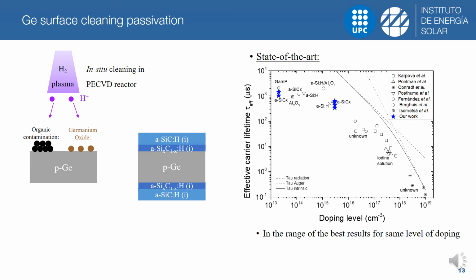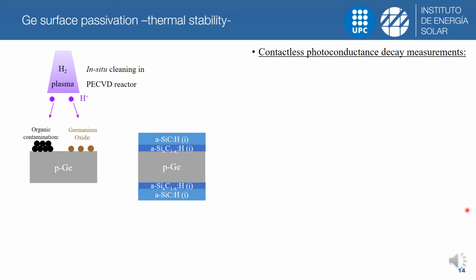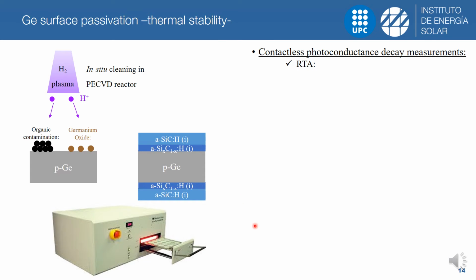And this means that our results are in the range of the best ones reported in the literature for the same level of doping. So now that we have tested and checked the good quality of the surface passivation achieved, we also want to test the thermal stability of the passivation stack. To that end, we have conducted rapid thermal annealing on passivated germanium wafers.